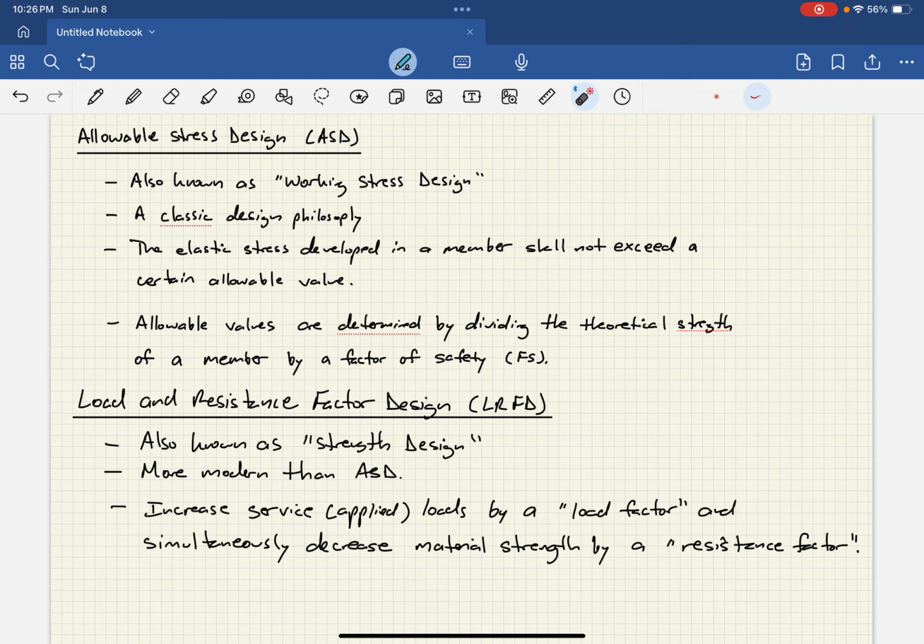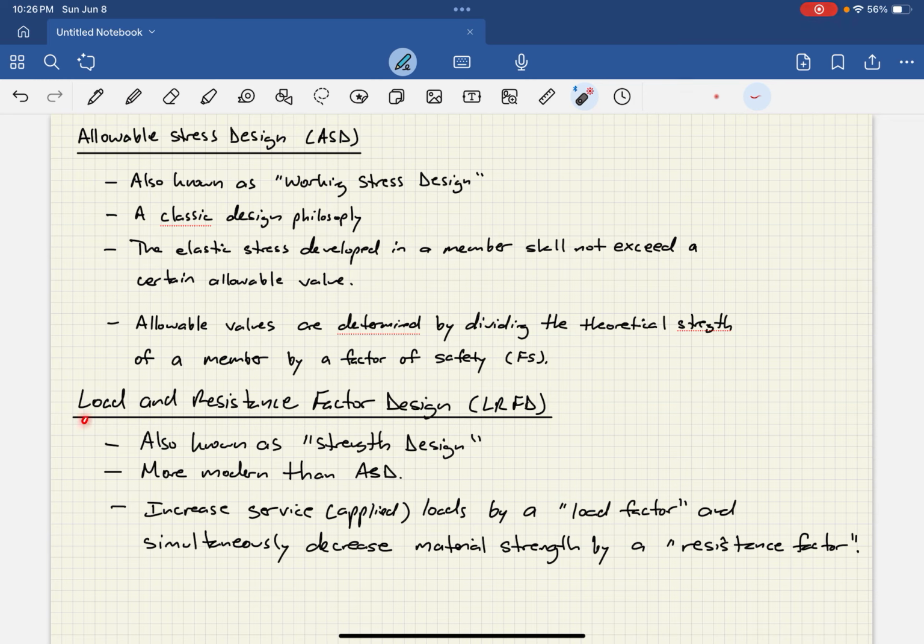So when we use a factor of safety, like we've probably done in some other classes before in engineering, we are using a type of allowable stress design. You might be familiar with a factor of safety from a mech of materials class or a fluid mechanics course. This is a type of implementation of allowable stress design.